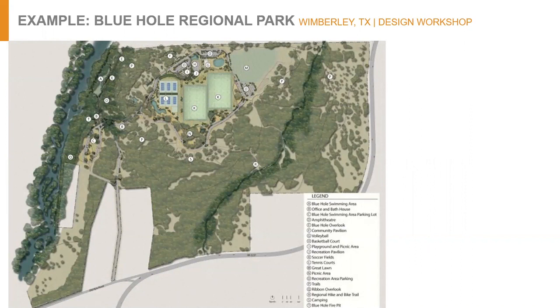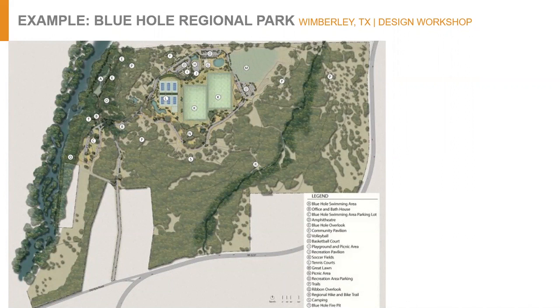So here's our example project. We're going to take this all the way through the process, although there will be a couple of other examples for illustrative purposes throughout. But this is Blue Hole Regional Park, and it's in Wimberley, Texas. And it was previously an existing park that was literally being loved to death. So years of informal recreational use had really caused its banks to become overrun, compacted. The native cypress trees that were there, that previously stabilized the banks, just couldn't grow anymore.